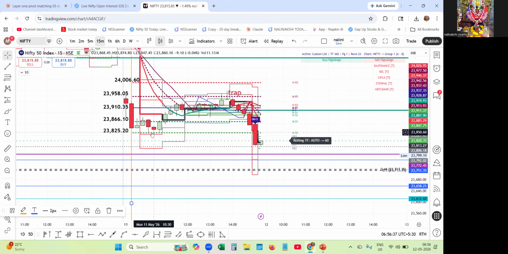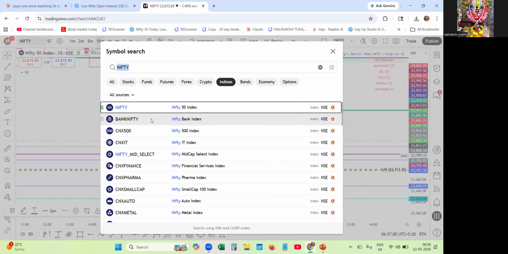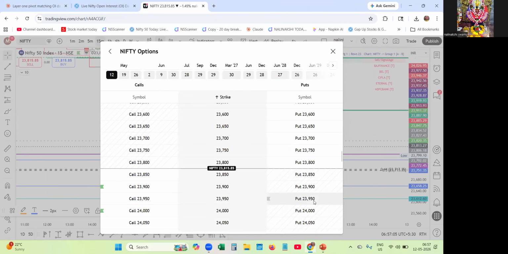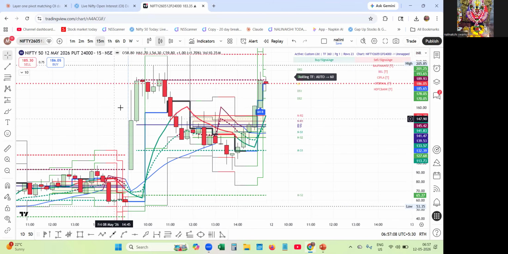The price moved swiftly. You can see, come to this R2, S2, 23,825. Immediately you could have scalped, you could have gone for the out of the money put option, say for example, the 24,000 put option. Let me go to the 24,000 put option. You can see the reversal. Then in the first 5-minute candle itself, it is plotting S2.